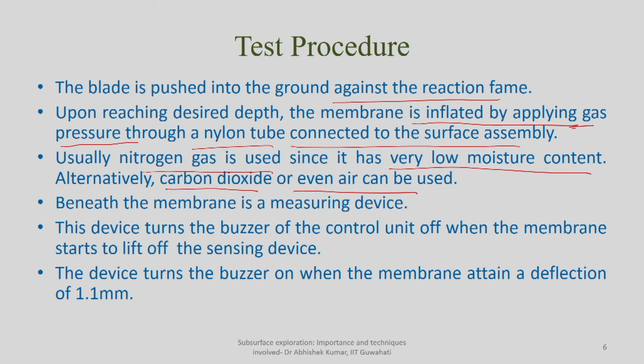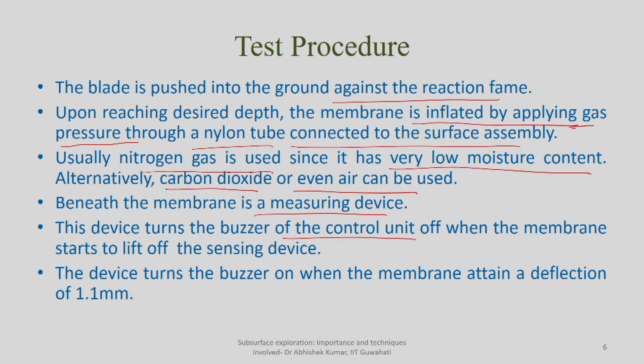Okay, so beneath the membrane there is a measuring device. You saw the membrane; below the membrane there is a measuring device which actually senses how much the membrane has moved away or towards the blade. So this device turns on the buzzer of the control unit. There will be a control unit at the surface. At different instances of the membrane movement, the buzzer will turn on or off, either when the membrane comes in contact with the blade or when the membrane is pushed away from the blade. Whenever it starts lift off, again there will be a buzzer sound at the surface.